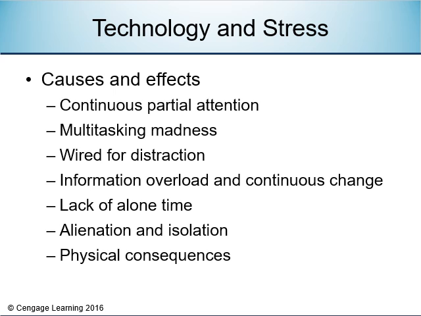So what happens with technology? How does it affect our stress? How does it affect our lives? Well, here's a few things to note. Continuous partial attention. We're not always where we need to be because we've always got one eye or our attention drawn at something else. Multitasking madness. We are wired for distraction.